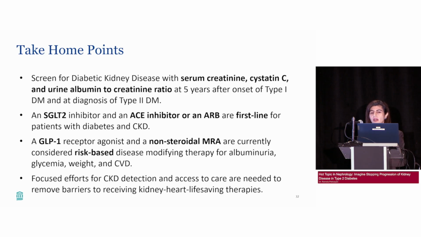SGLT2 inhibitors and ACE inhibitors or ARBs are really first-line agents in patients with diabetes and chronic kidney disease. GLP-1 receptor agonists and non-steroidal MRAs are currently considered as risk-based disease-modifying therapy, specifically when we're looking at albuminuria, glycemia, weight loss, and cardiovascular disease. And really, it requires a focused effort of a multi-dimensional team to assess those risk factors and provide the optimal care for our patients.